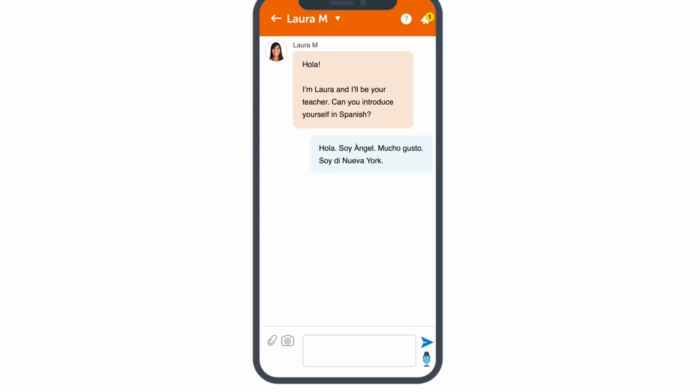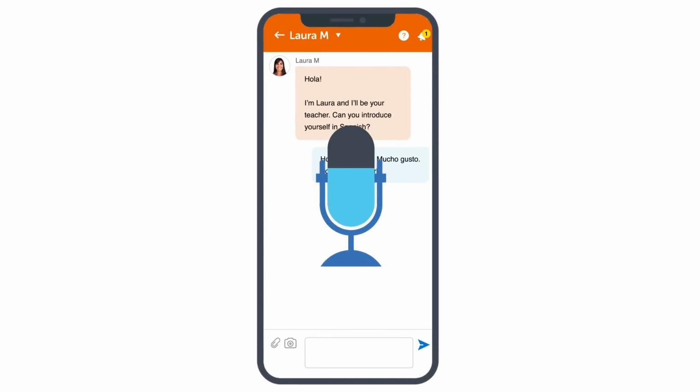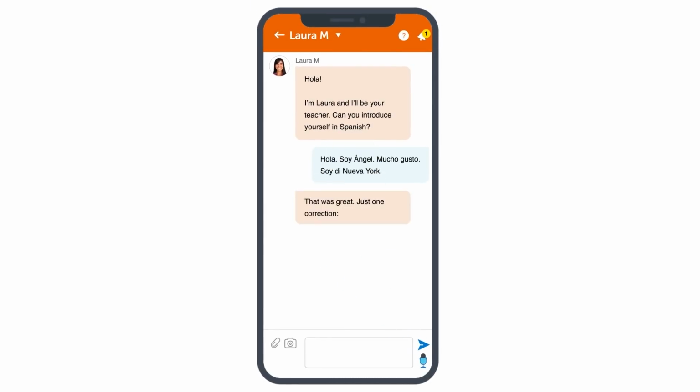You can even practice your speaking skills. Send recordings of yourself speaking to your teacher for feedback. In fact, one of the first things you'll have to do is write or record a self-introduction. Your teacher will send you corrections and advice on your pronunciation so that you can introduce yourself perfectly.